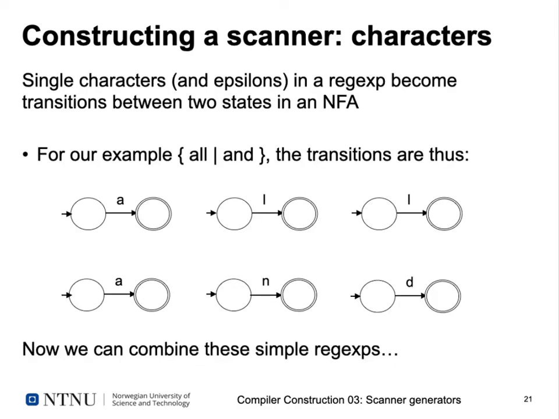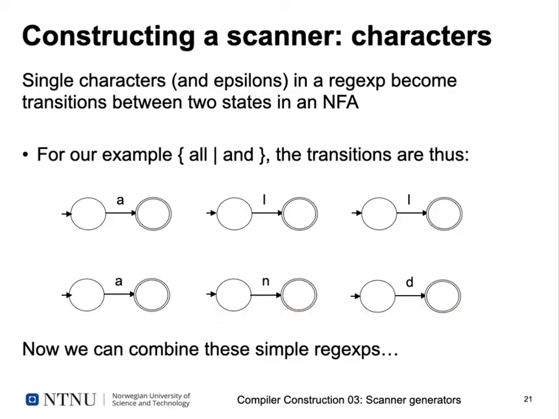So let's start out with characters. Single characters and epsilons in a regular expression just become transitions between two states in an NFA. We've seen, for example, ALL and AND. The transitions are, well, we have an A, we have an L, and we have an L. So these are the very simple transitions, just recognizing successfully a single character. And for the AND, we have an A here, again, we have an N, and we have a D.